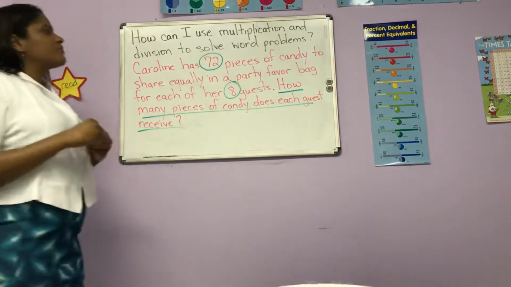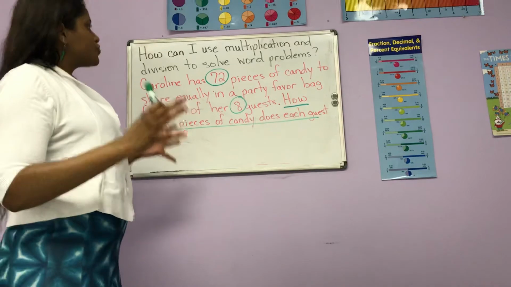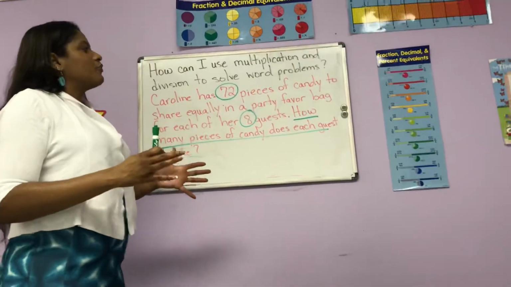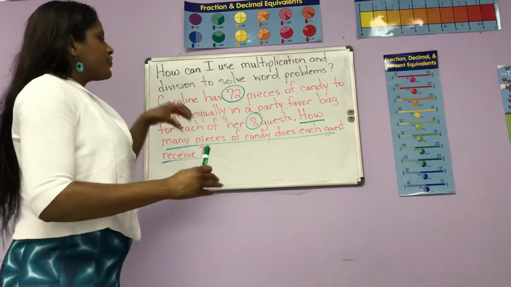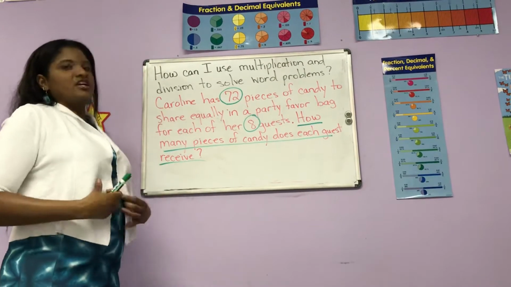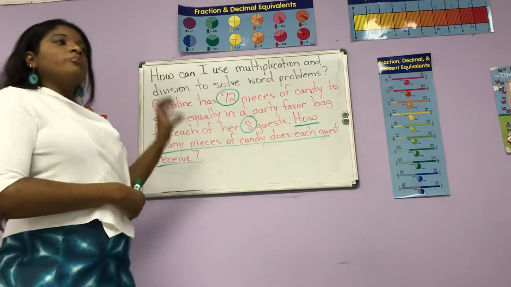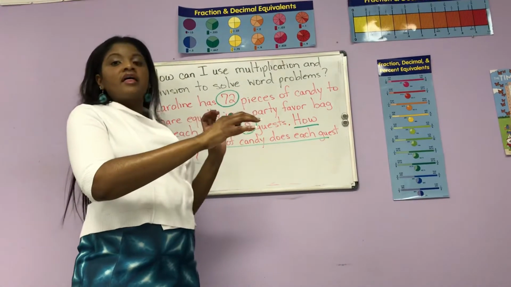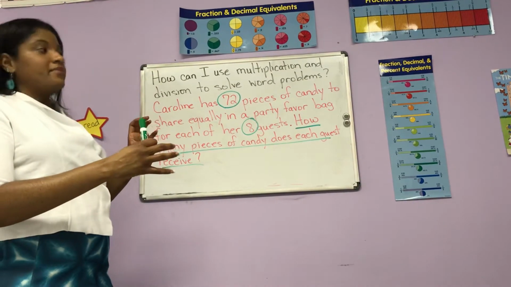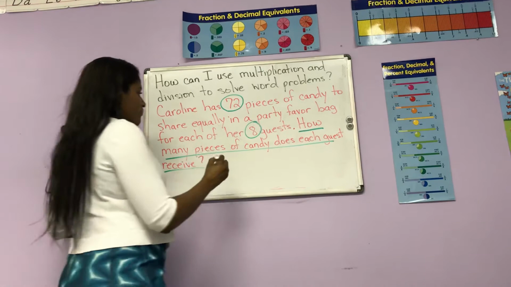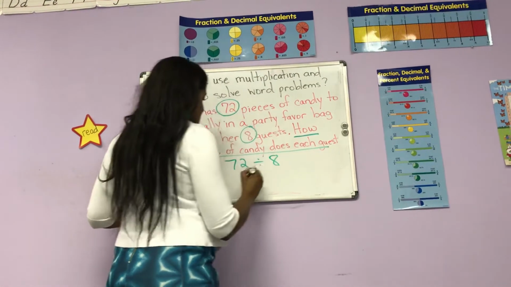So I can see from this problem that they gave me the total, that we have 72 total pieces of candy. And I'm going to break it up into 8 bags. And I want to know how many pieces of candy I need to put in each bag. So if I have the total and I have one part and I'm looking for the other part, then that's a division problem. So let's model this. So we have 72 divided by 8.